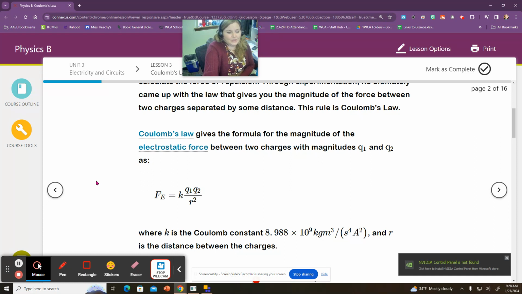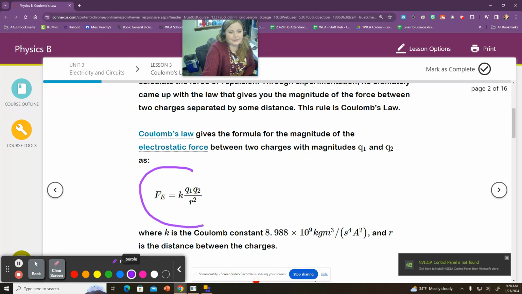So we use Coulomb's law to mathematically calculate how much force there is. And it is written like this. The electrostatic force, F sub E, is little k, which is Coulomb's constant, times the first charge times the second charge divided by the distance between them squared.